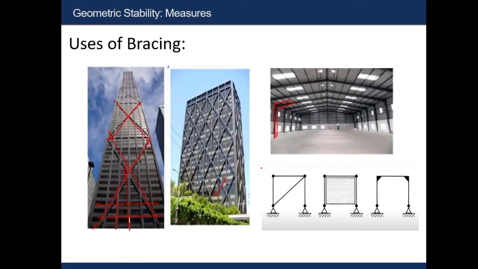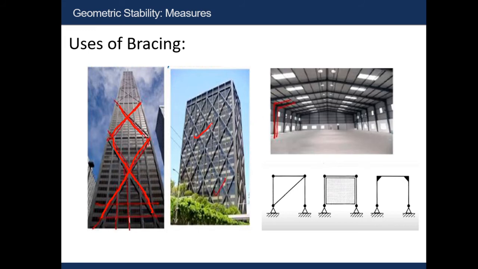So how can we solve this problem of stability? Here is an example of this solution. Suppose we are asked to build a large steel structure, and in order to resist buckling or displacement, we can provide lateral bracings. These bracings are provided to obtain the geometrical stability.